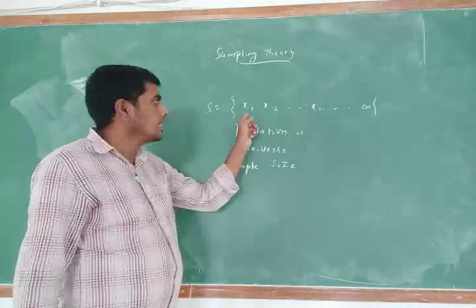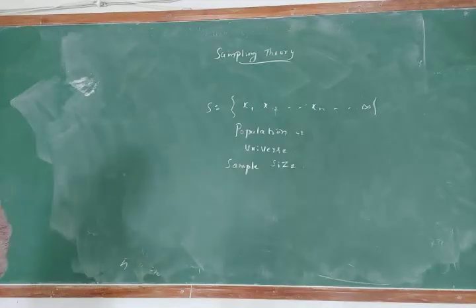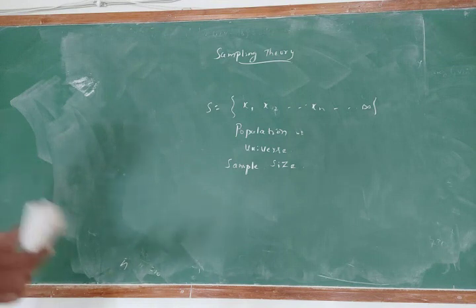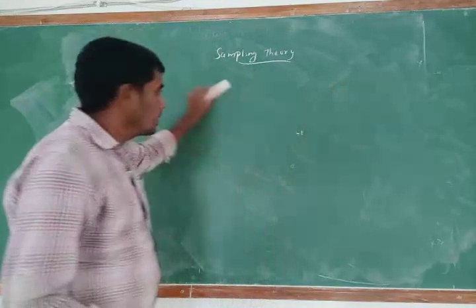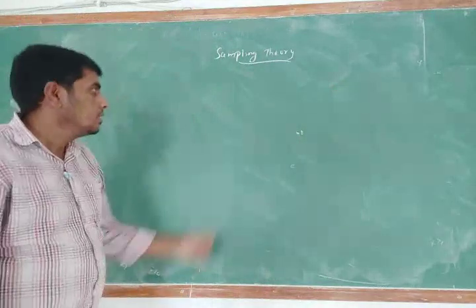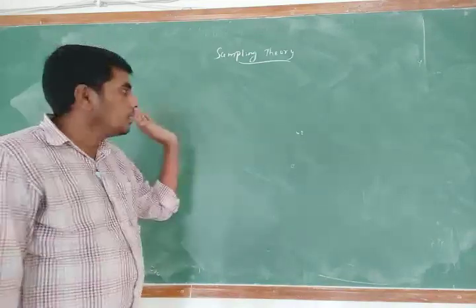So how many individuals are there? If I consider n number of individuals, then n is the sample size of this distribution or the given population. That is nothing but sample size. And the standard error can be defined as the standard deviation of the sampling distribution.